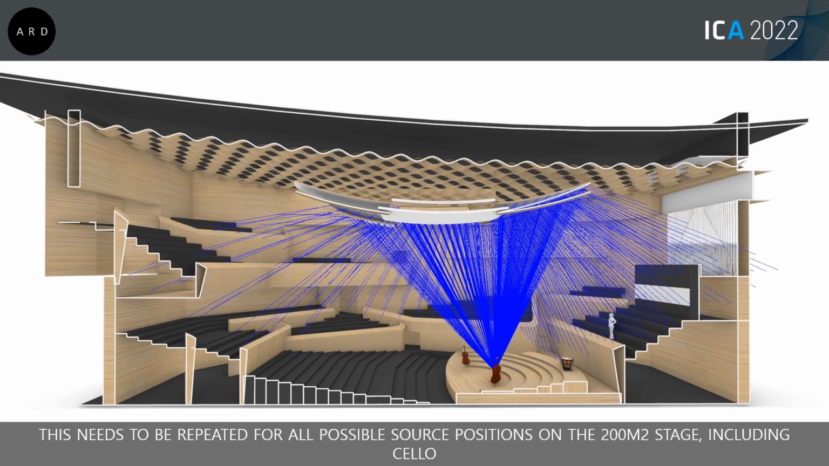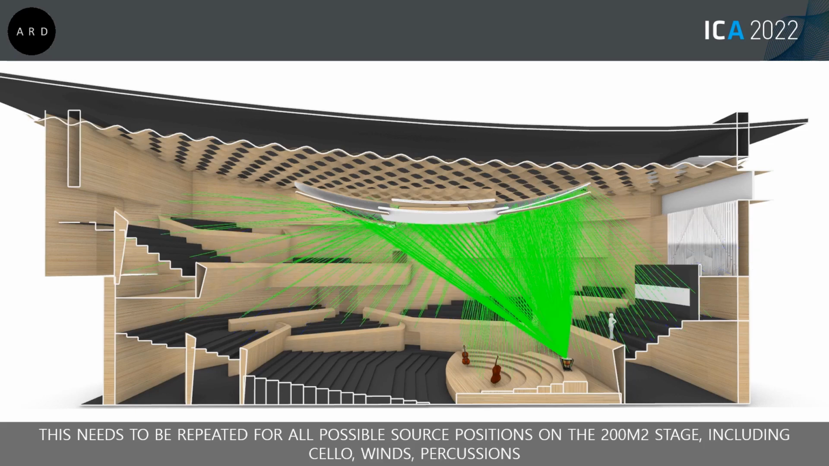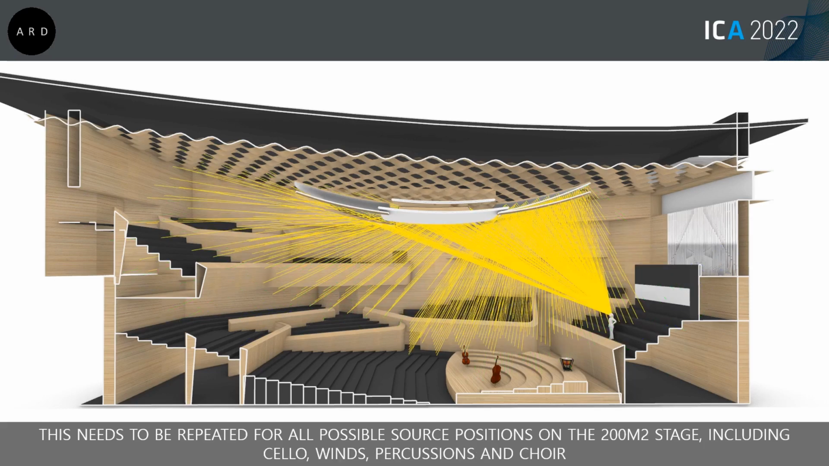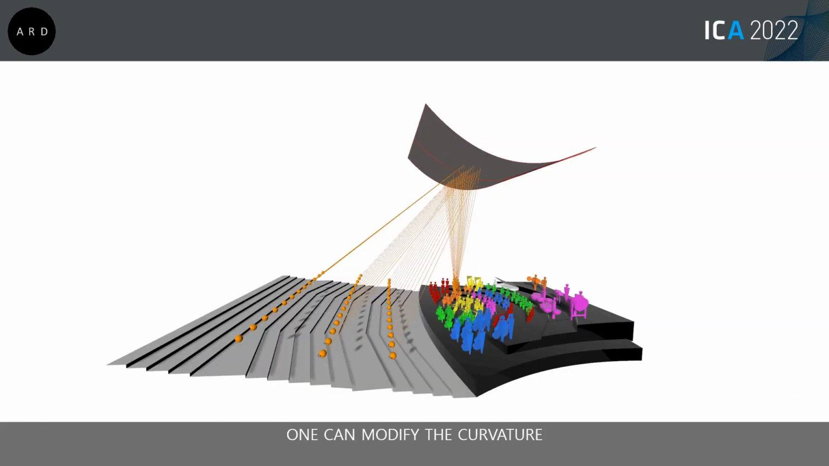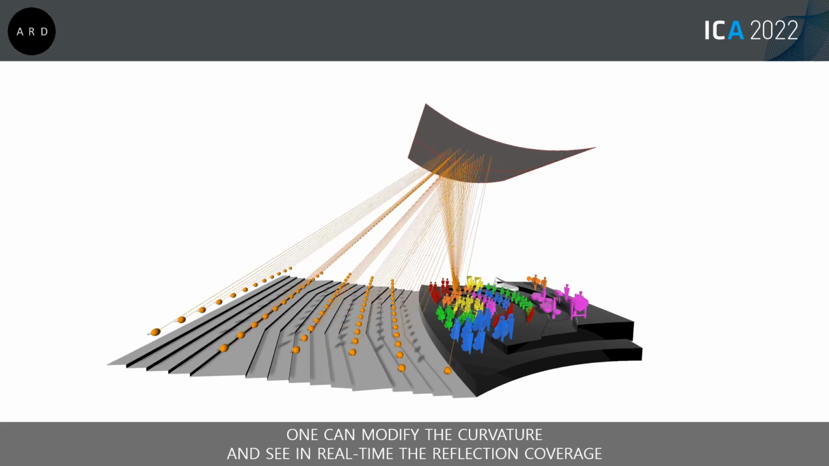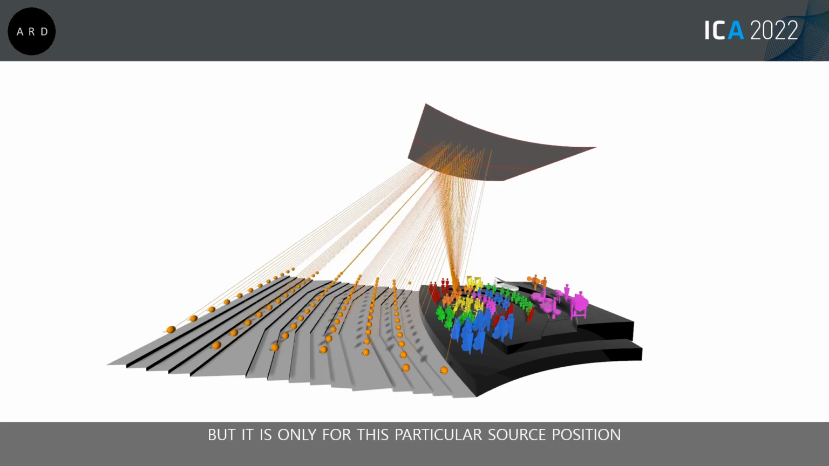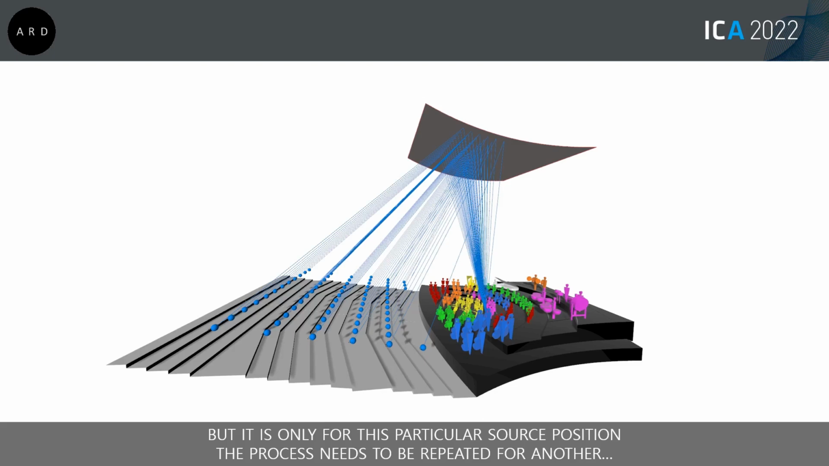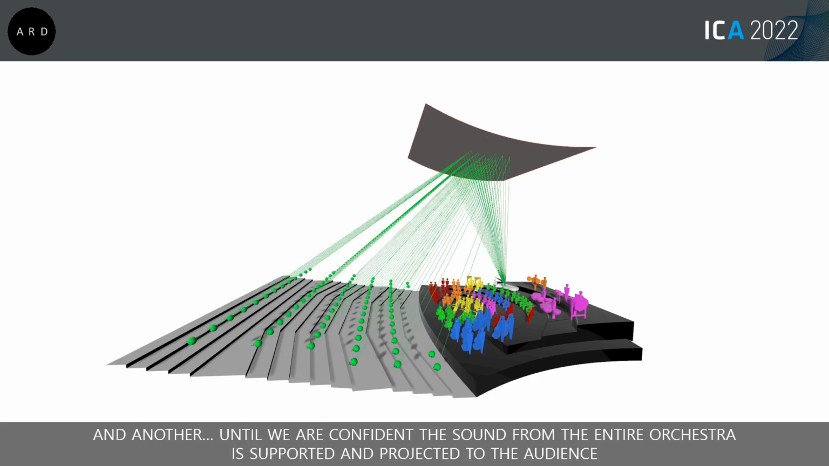This needs to be repeated for all possible source positions on the 200 square meter stage, including the cello, the winds and the percussion, the violins, and the choir. With today's parametric tools, one can modify the curvature and optimize it and see in real time the reflection coverage. But it is only for this particular source position. The process needs to be repeated for another and another until we are confident the sound from the entire orchestra is supported and projected to the audience.